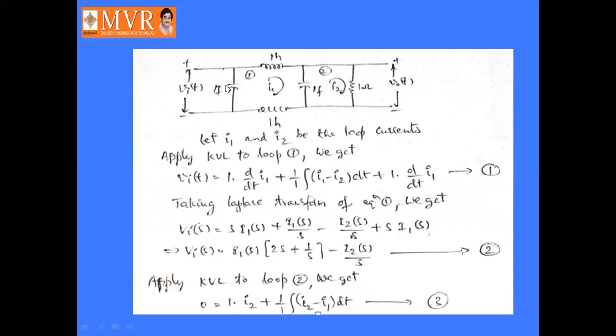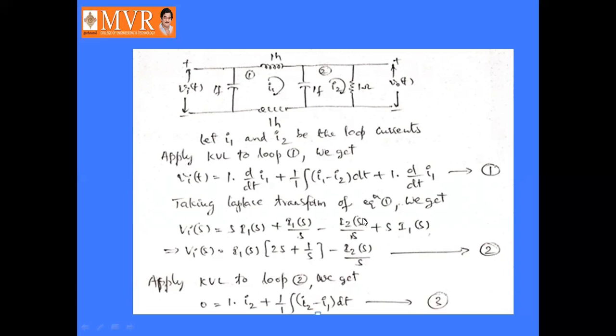That is 1 into d by dt of I1 plus 1 by 1 into the integral of I1 minus I2 into dt, where I1 minus I2 is the capacitor current, plus 1 into d by dt of I1 is equal to Vi of t.